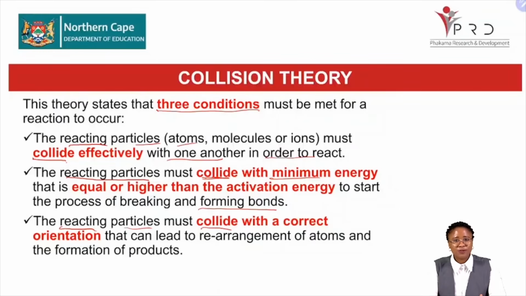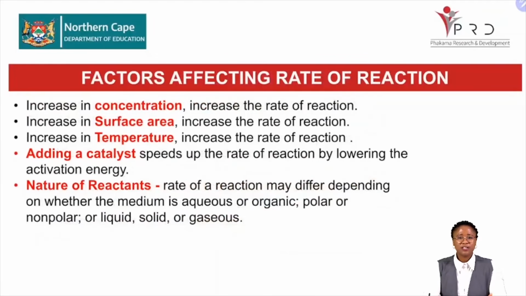So in order for the products to be formed, can you see that it is a process? The reacting particles need to collide effectively in order for them to react, not just effectively, but they also need to have the minimum energy that is equal to or higher than the activation energy in order for them to start breaking and forming the bonds. When that has happened, the collision needs to happen with the correct orientation in order to rearrange the atoms and in order for the products to do what? To form.